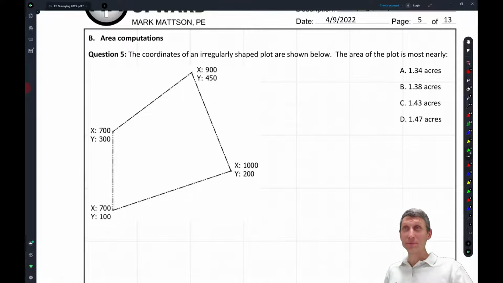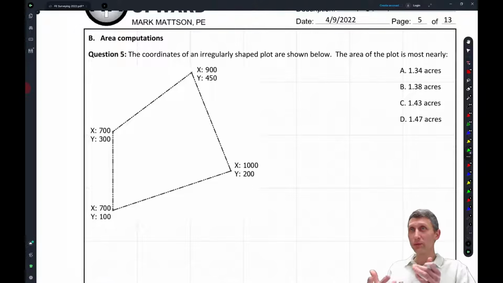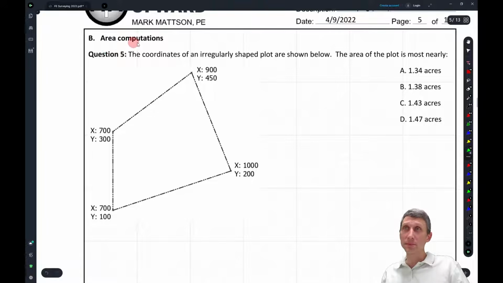So let's keep going. Question 5. Coordinates of an irregularly shaped plot are shown below. The area of the plot is most nearly. So we have a plot, we've got some distances. This is one of those things where we've jumped from angles, trig, and distance to area computations. Area computations are just different ways of finding areas and volumes that we should be able to do without too much trouble.